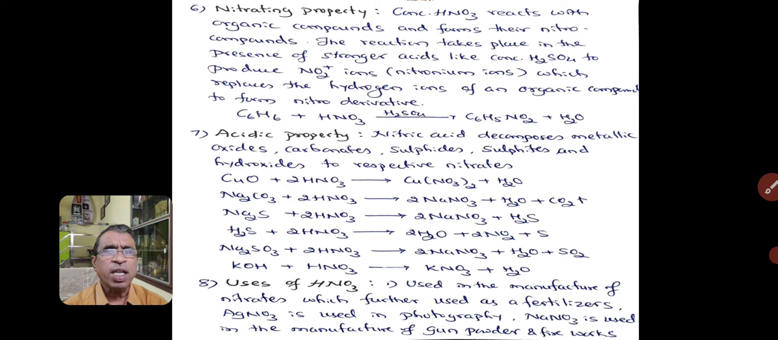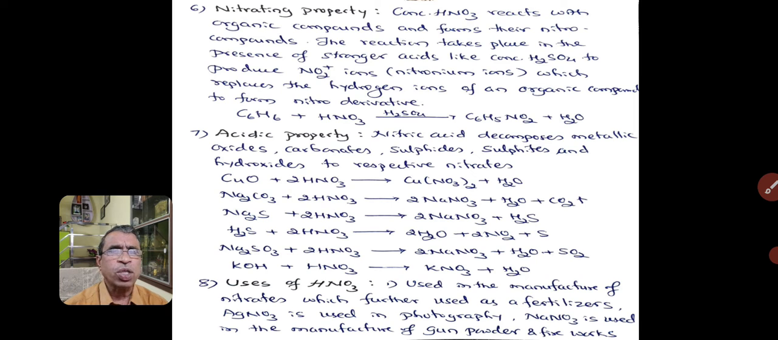Sodium sulfite reacts with nitric acid to form sodium nitrate, and sulfur dioxide is produced. It also reacts with potassium hydroxide to form potassium nitrate with nitric acid. Nitric acid is used in the manufacture of nitrates, which are further used as fertilizers.